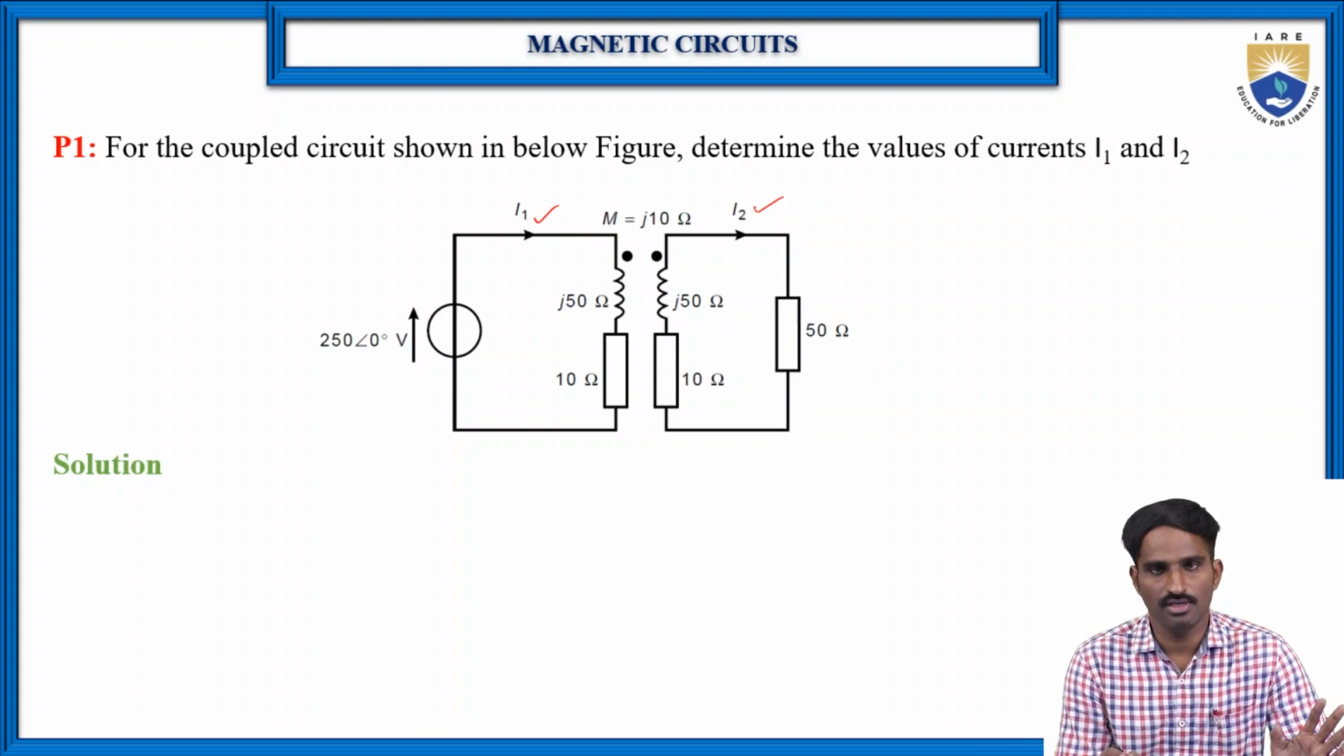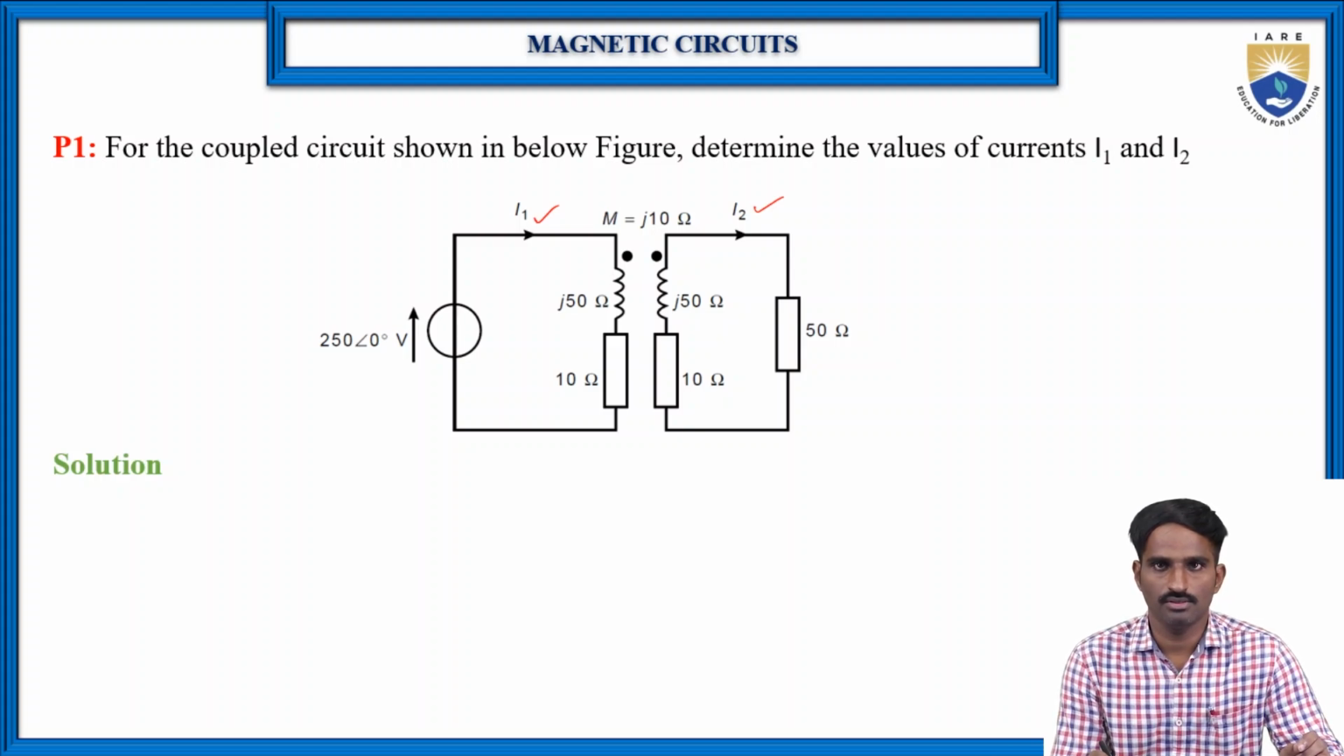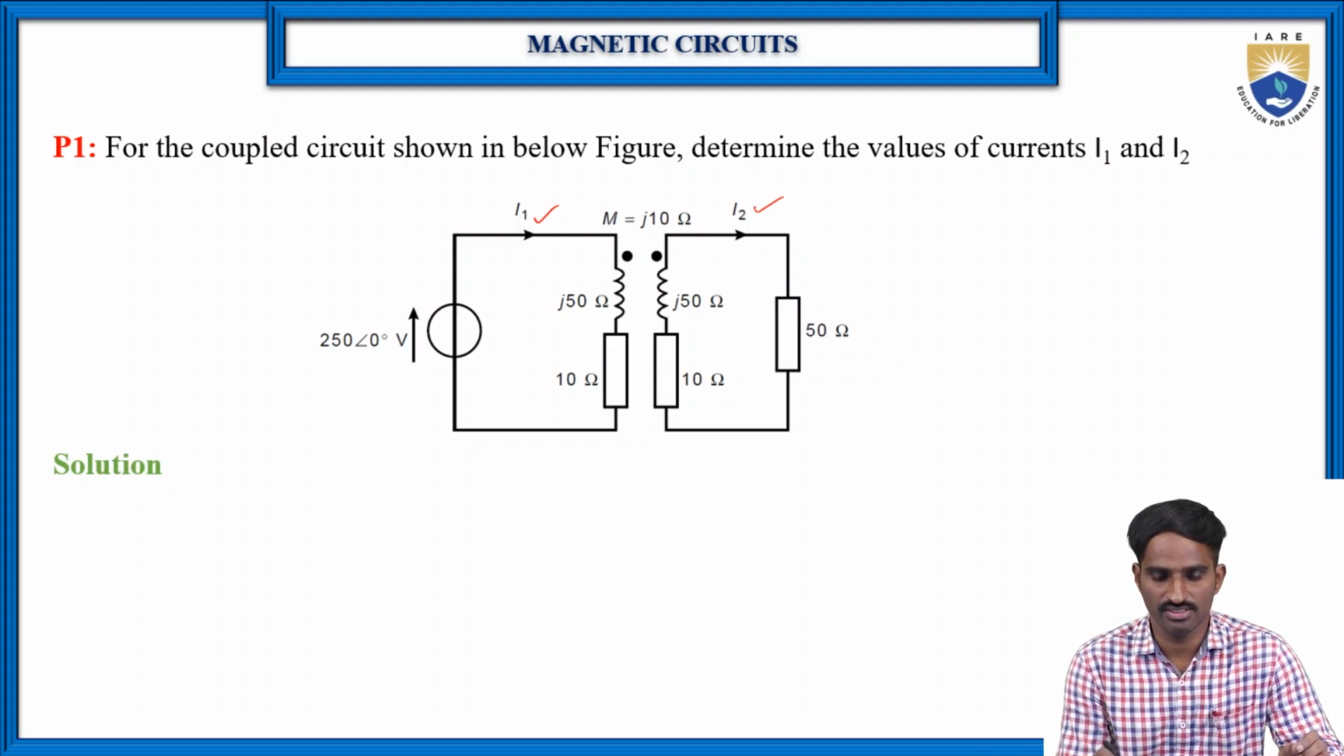Of course, this is a simple circuit, so by applying some KCL or KVL or some basic circuit concepts, we can find I1 and I2. But here the dot convention will play the key role, because based on this dot convention we are going to write the equation related to circuit 1 and the equation related to circuit 2. By solving these two equations, we can find I1 and I2.